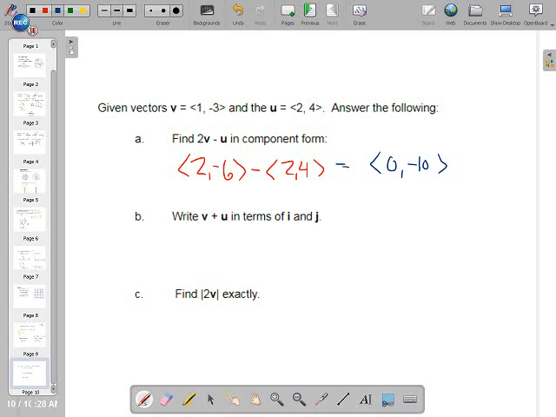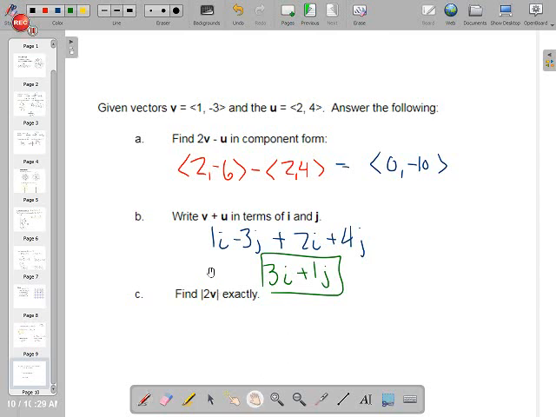v plus u in terms of i and j. So let's convert these into i and j. This would be 1i minus 3j, and I'm going to add, because it says add, 2i plus 4j. If I convert everything into i and j, what I was saying before is it makes a little bit more sense when I start to think of it this way, because I'm just combining like terms. 1 plus 2 is 3i, and negative 3 plus 4 is 1j. So what's v plus u in terms of i and j? 3i plus 1j. Just combine like terms.